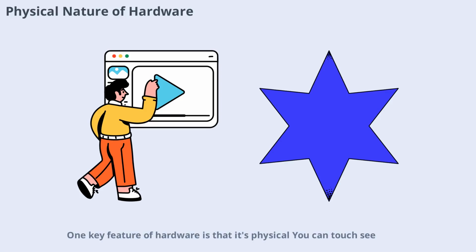One key feature of hardware is that it's physical. You can touch, see, and even replace hardware parts. If your keyboard stops working, you can get a new one. If you need more storage, you can add a hard disk or memory card. This physical nature makes hardware different from software, which is invisible and exists only as code.